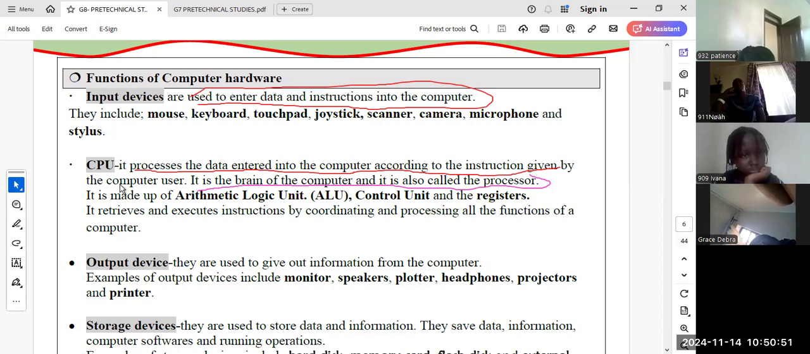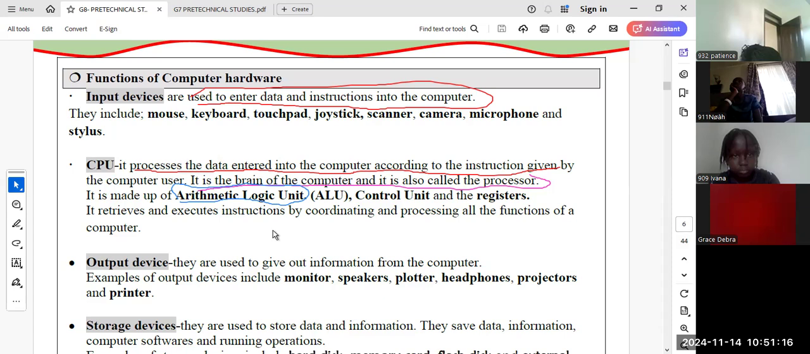Now, this CPU is divided into 3 categories. That's why we are saying it is made up of the arithmetic and logic unit. In most cases, the ALU is used to do comparisons like greater than, less than. It is also doing arithmetic activities and arithmetic problems, for example, multiplication, addition, subtraction, division. It is done in the arithmetic and logic unit. It is normally for comparisons.